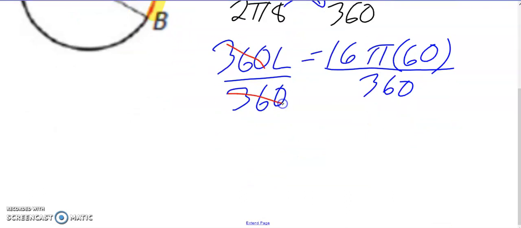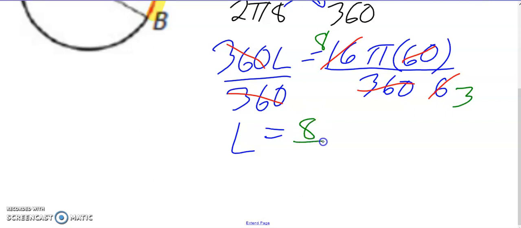These 360s are going to cross out, leaving me with an L. And what's going to happen right here is I'm going to reduce this. So 60 goes into 360 6 times. Then I'm like, wait a minute, the 16 and the 6 reduce. I can divide both of those by 2, and that's going to give me 8 pi on top and 3 on the bottom. So the length of that arc is 8 over 3 pi.